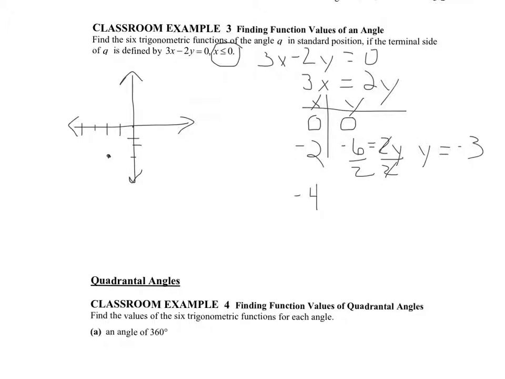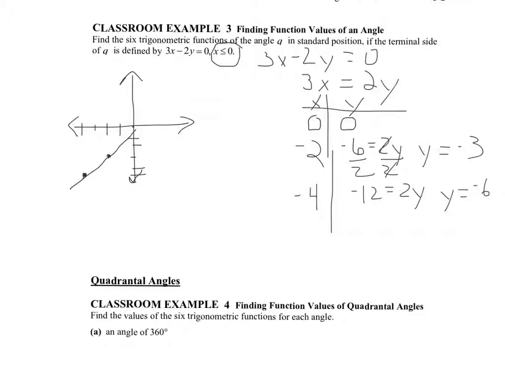-4. So if I used a -4 for x, then that would mean that 3 times -4 is -12. And if -12 is equal to 2 times y, what would that make y? A -6. So again, if I wanted to double check this, I could go to a -4 for the x, down to a -6 for the y, and yes, these do line up. Okay? I could pick other points, but those would be the easiest ones.